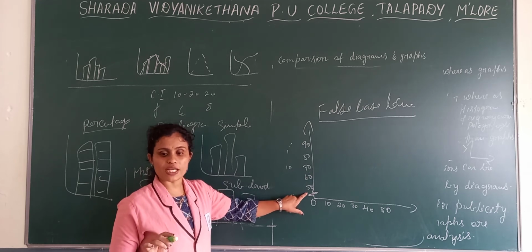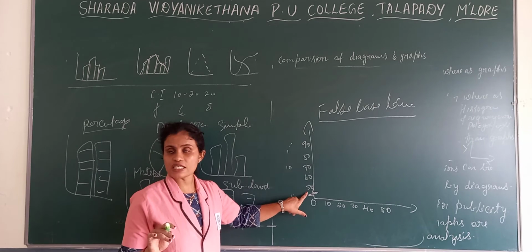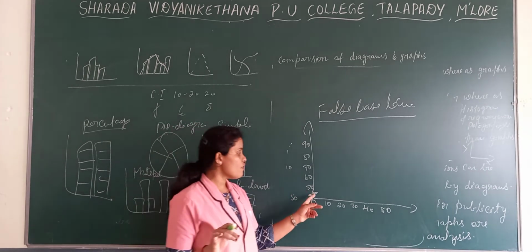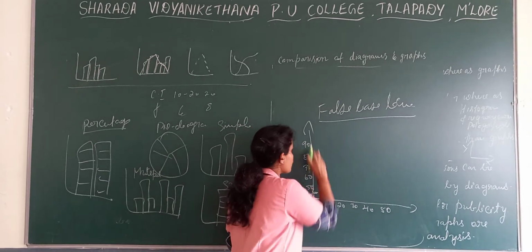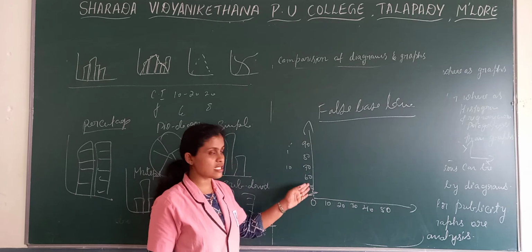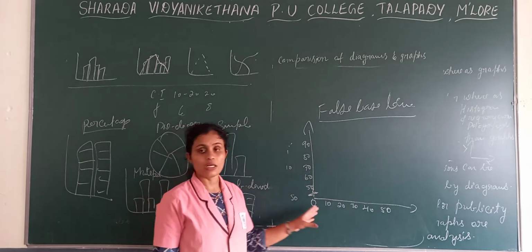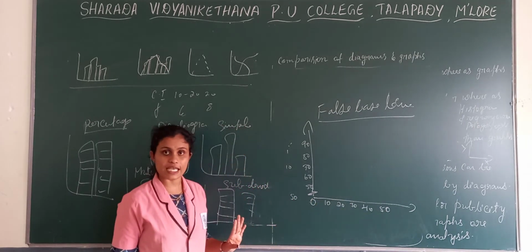So what is a false base line? It is the space in the graph sheet where scale is not considered. We are not considering scale here. We are considering from here because it is not necessary for our distribution what they have given. Here, from here to here, we are considering scale.